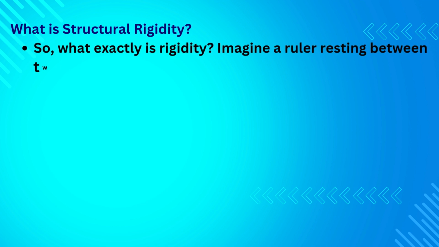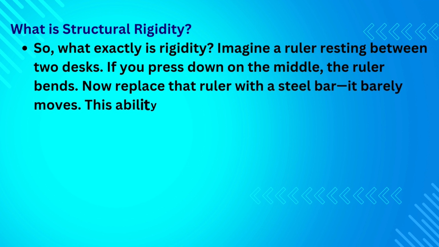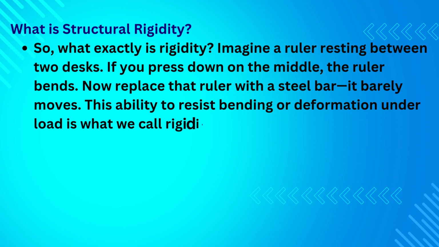Imagine a ruler resting between two desks. If you press down on the middle, the ruler bends. Now replace that ruler with a steel bar. It barely moves. This ability to resist bending or deformation under load is what we call rigidity.